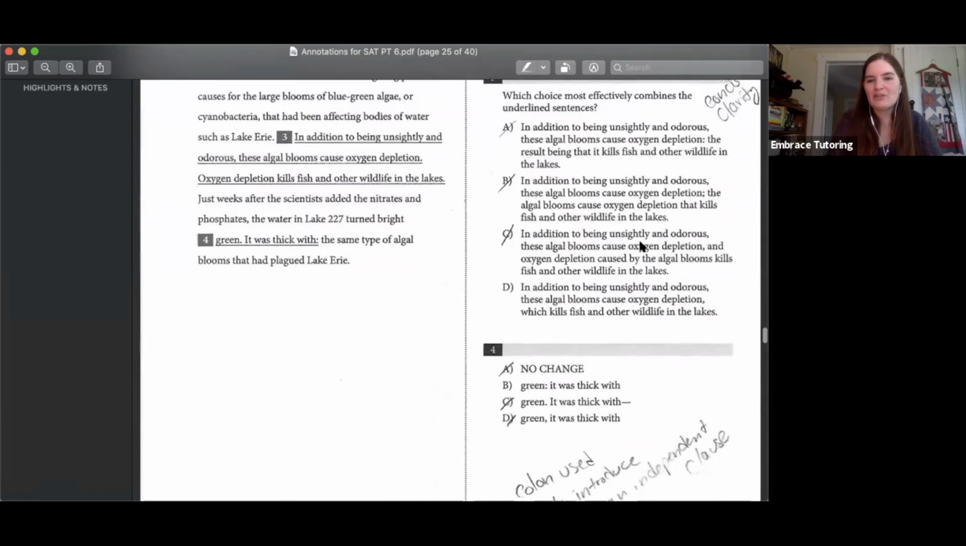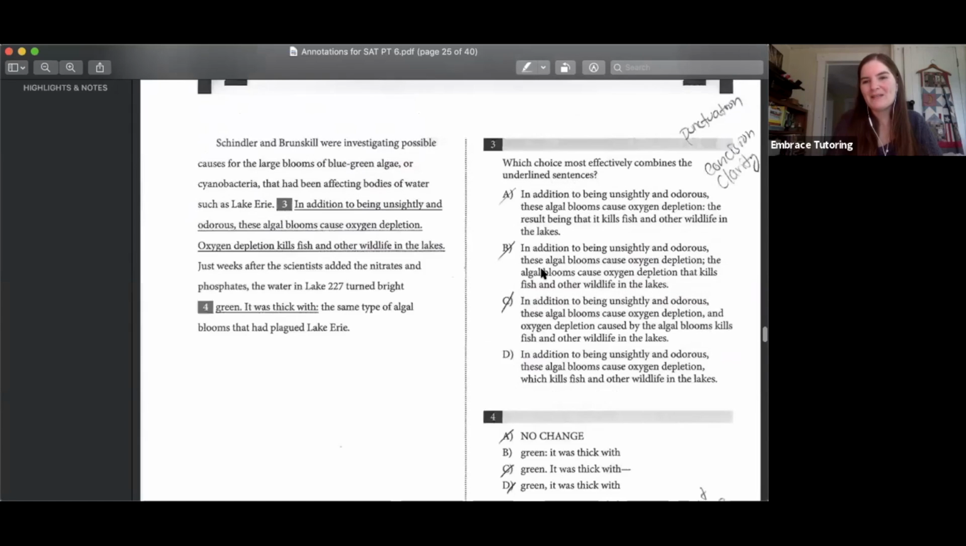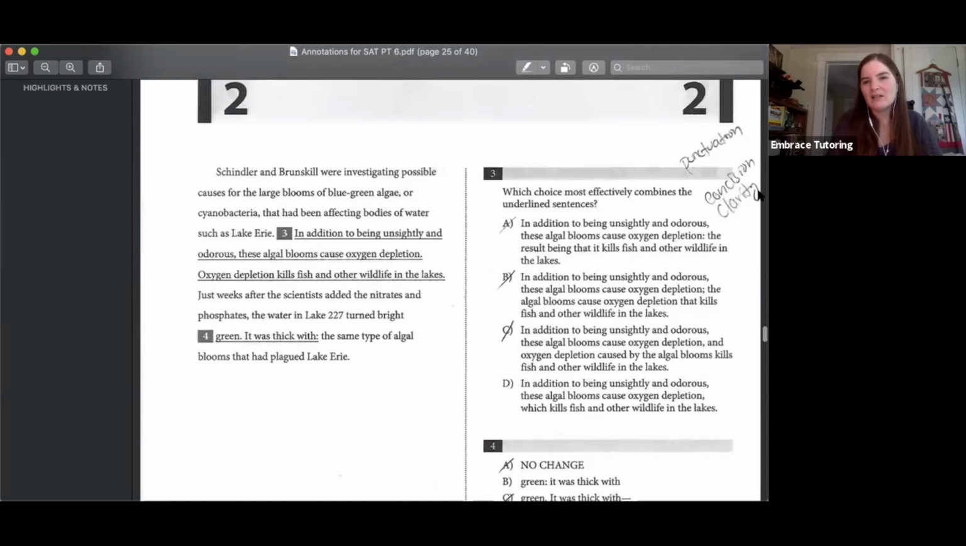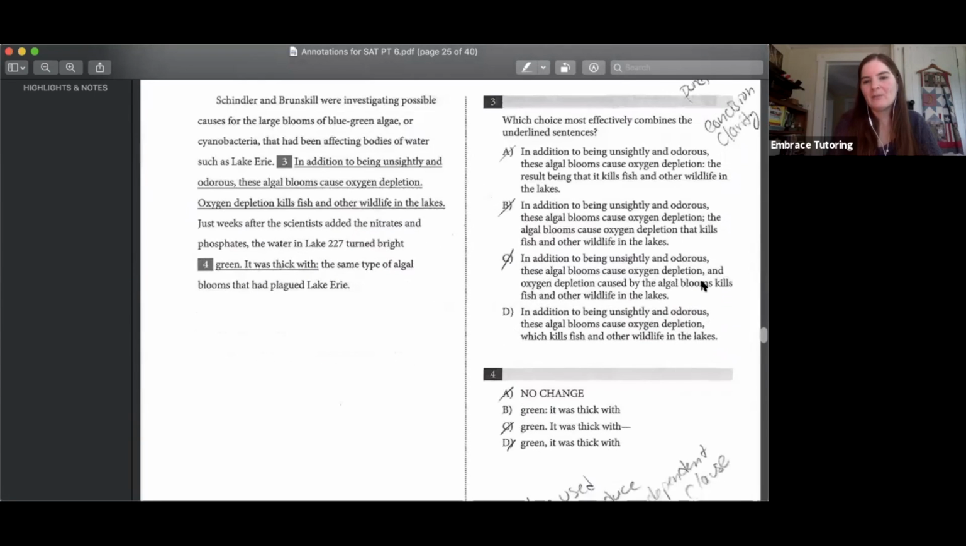Choice C, in addition to being unsightly and odorous, these algal blooms cause oxygen depletion, and oxygen depletion caused by the algal blooms, kills fish and other wildlife in the lakes. Again, they tried to combine the two different sentences, and it's just very, very wordy and hard to follow. So it doesn't make sense. It's not concise. It's not clear. And the punctuation isn't the most appropriate.